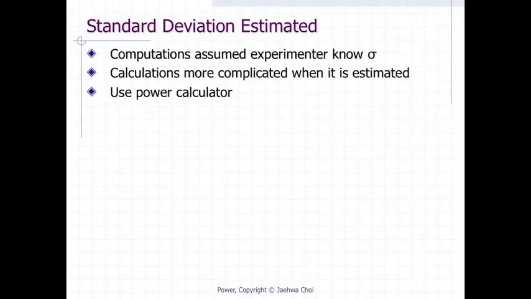You may have noticed that these computations assumed that the experimenter knew the standard deviation and therefore used the z-test. In practice, power is usually calculated assuming that the experimenter will have to estimate the standard deviation and do a t-test. Procedures for calculating the power of a t-test are beyond what is covered here. Fortunately, you can use a power calculator to do the calculations for you.